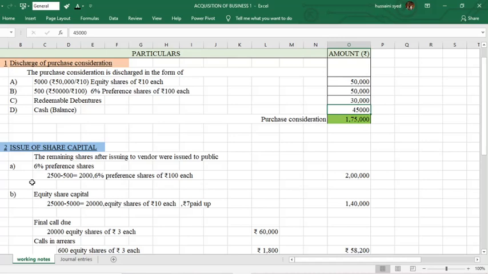The next working note is issue of share capital to the public. As you know, there are two categories of shares. So first we will write for preference shares. The remaining shares after issuing to the vendor were issued to the public. How many total preference shares did you have?